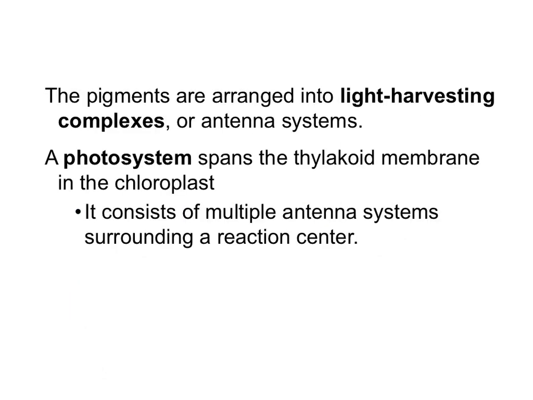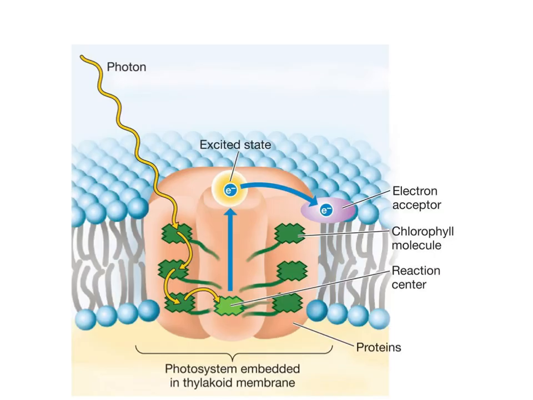The pigments are arranged into light harvesting complexes or antenna systems. A photosystem spans the thylakoid membrane in the chloroplast and consists of multiple antenna systems surrounding a reaction center. So let's take a look at what this looks like. So you have here your photosystem, which is going to act like, think of it like a satellite dish that's collecting light and redirecting it towards this reaction center.